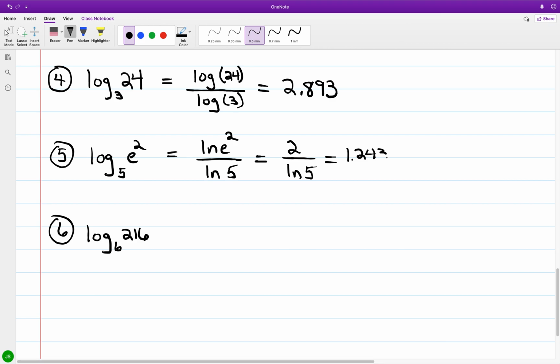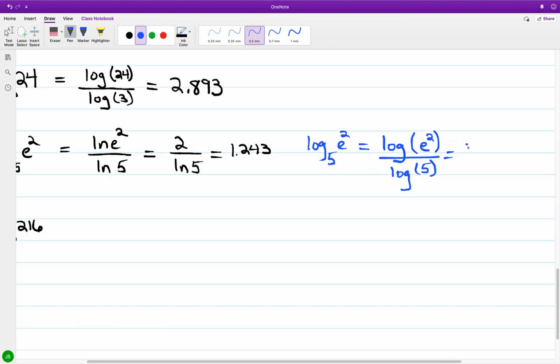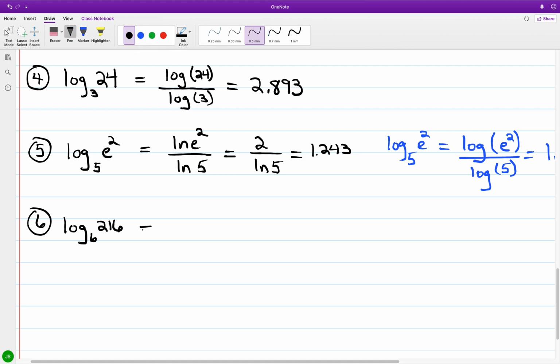And I just want to mention as well, for the base 5 logarithm of e squared, if I put this in terms of base 10 logarithms, we have the base 10 logarithm of e to the second, divided by the base 10 logarithm of 5, and you still come out to the same result. So you have 1.243.